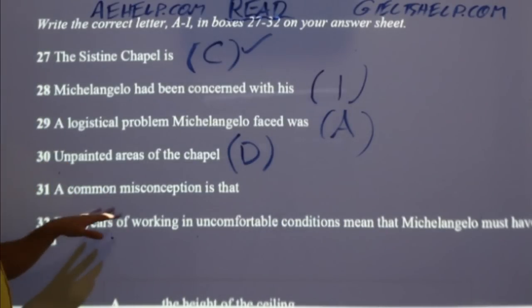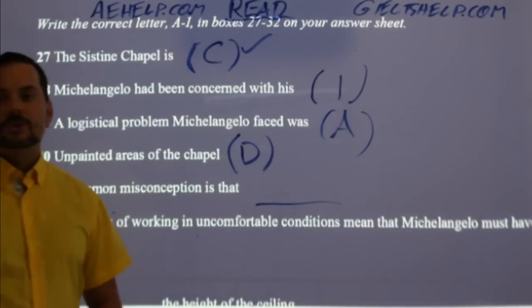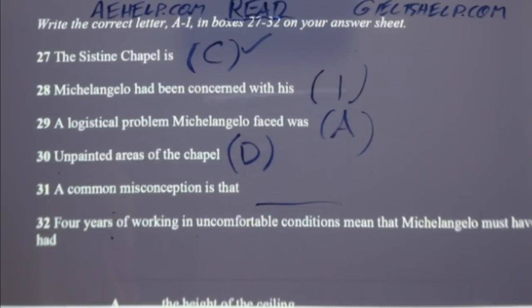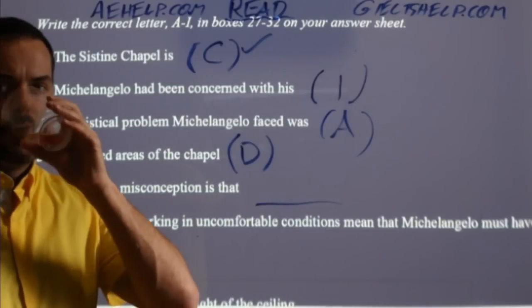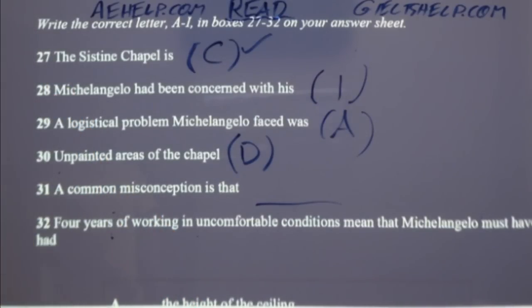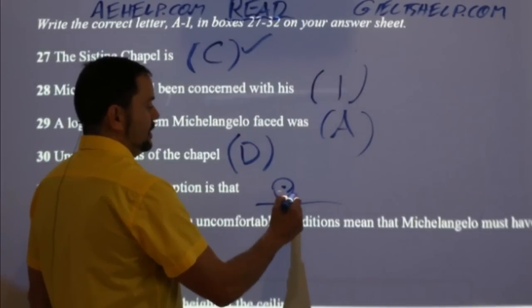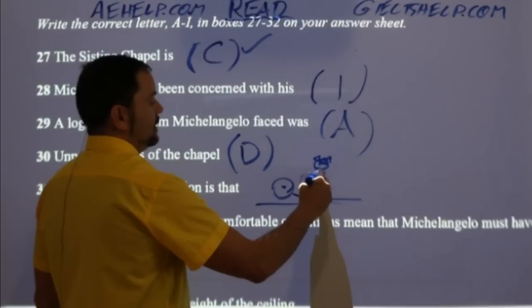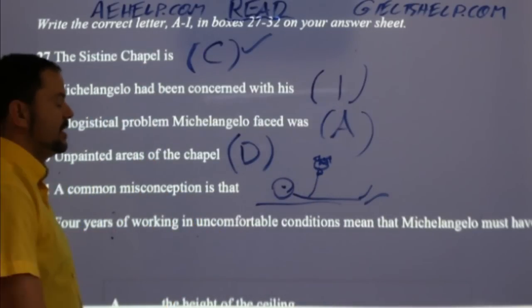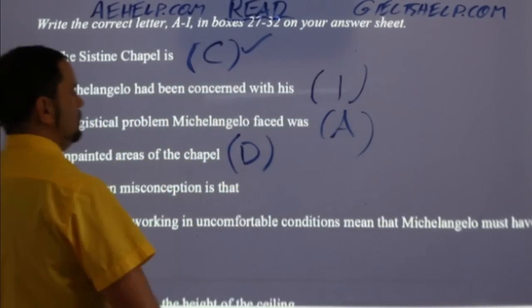Number 31, a common misconception is that. What's a common misconception? That one should be easy. So what is a common misconception? What is some idea that many people believe to be true, but it's not true? Give me a full sentence answer for that one. Common misconception is what? And this one, if you're visual, it should be no problem, if you're seeing what you're reading. So Jancy says, a common misconception is that Michelangelo painted on his back. That's not true. He was not laying down on his back painting. He was standing up. So, you are right, Jancy.